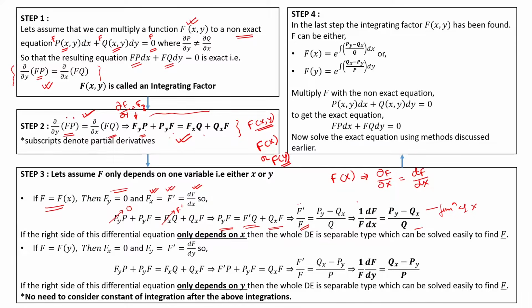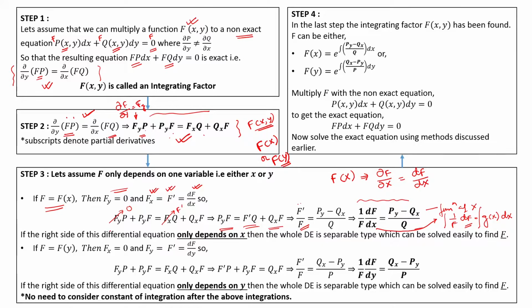then this becomes a separable type differential equation, because we can take this dx to the right hand side and this will be 1 by f df equal to a function of x, let us assume g(x) dx, and now this is a separable differential equation which we can integrate both sides to find the integrating factor f.